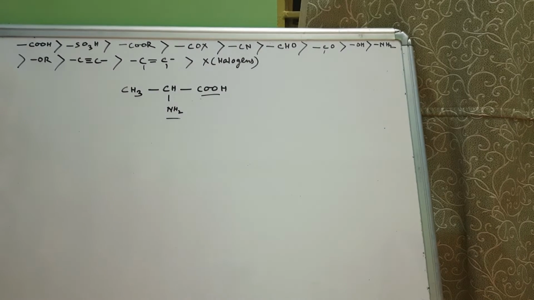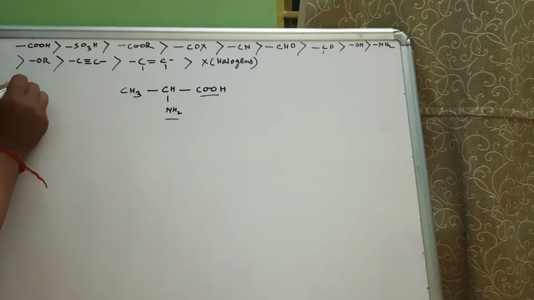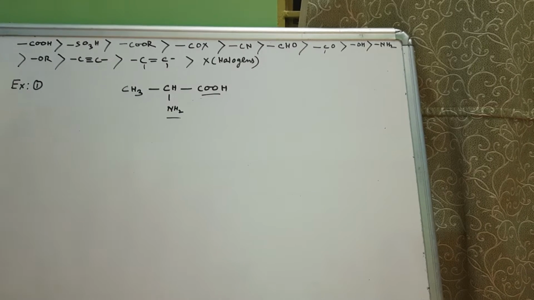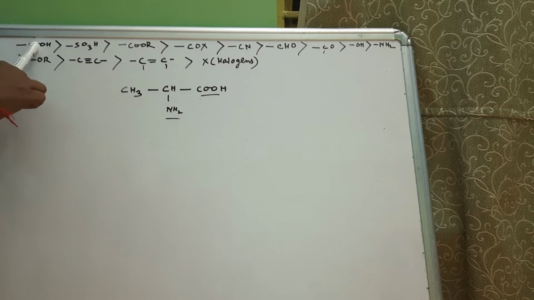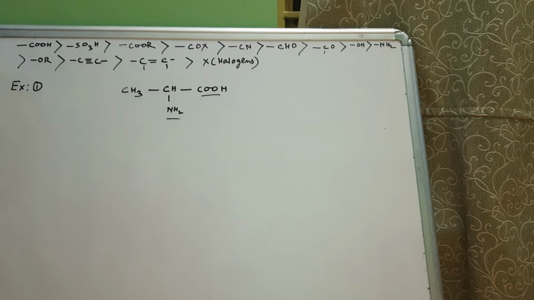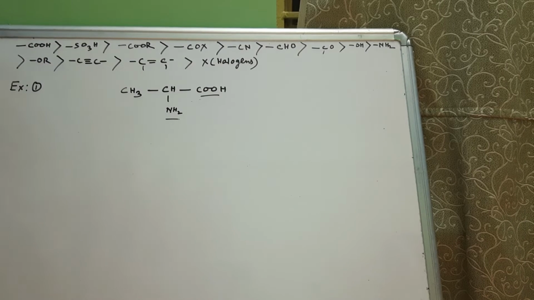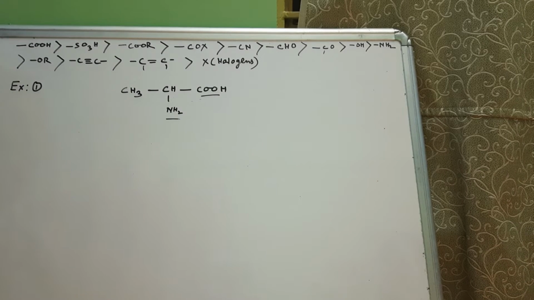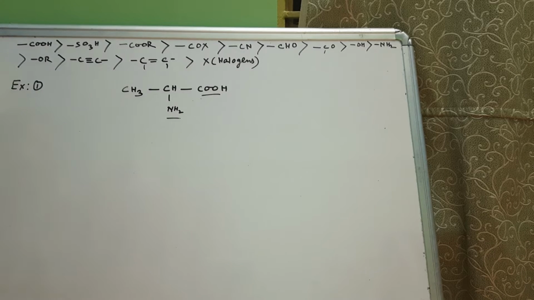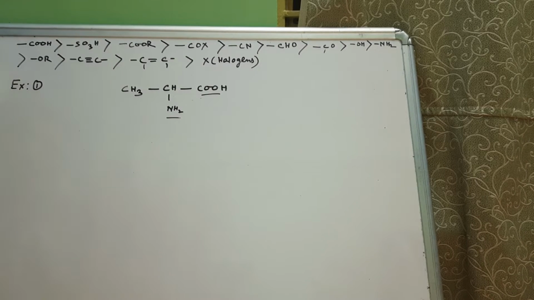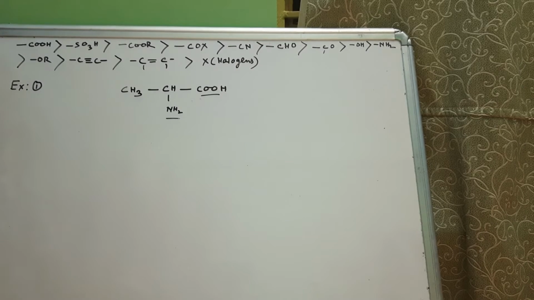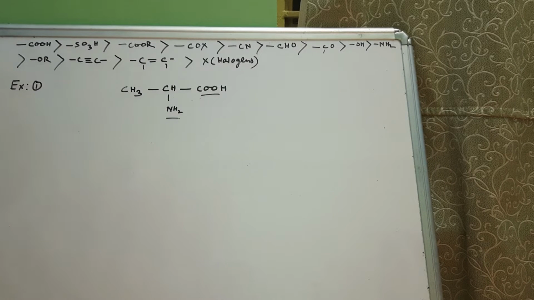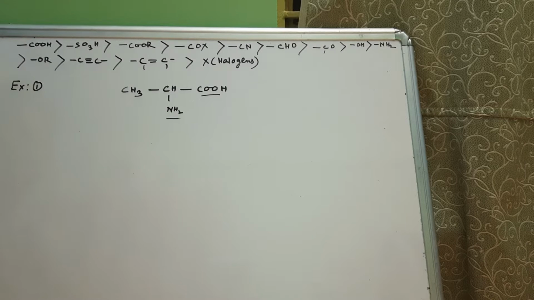So here, in example 1, both NH2 and COOH are present. Which one will get higher priority? Obviously COOH. COOH comes first, so COOH will get higher priority, and in that case the IUPAC nomenclature will end as carboxylic acid. Here NH2 will act as the secondary functional group, as a substituent. When NH2 is a substituent and not the primary functional group, it is called amino.